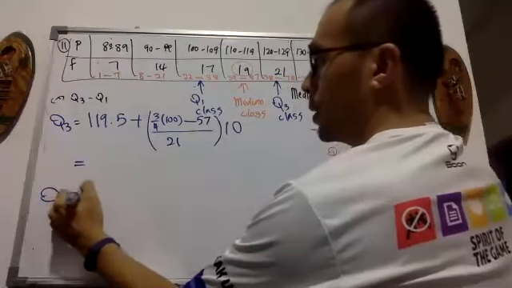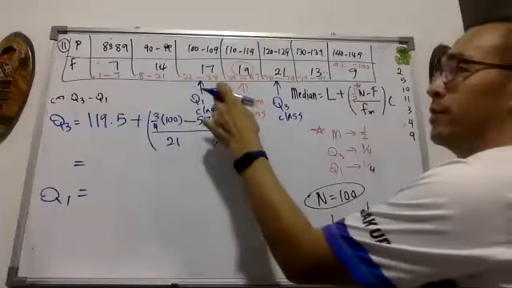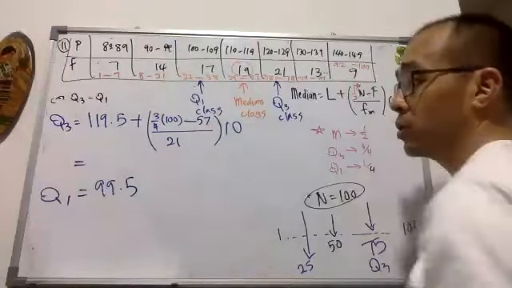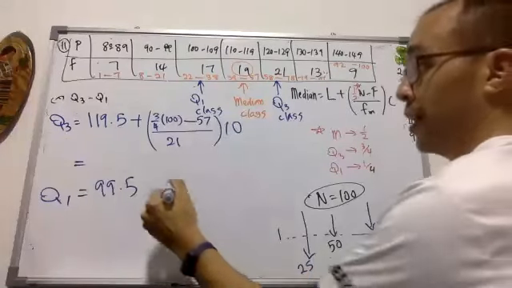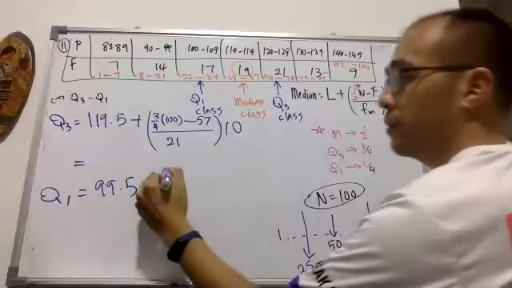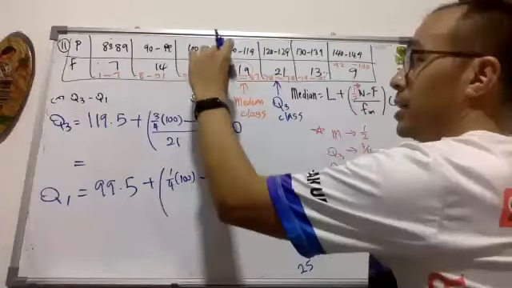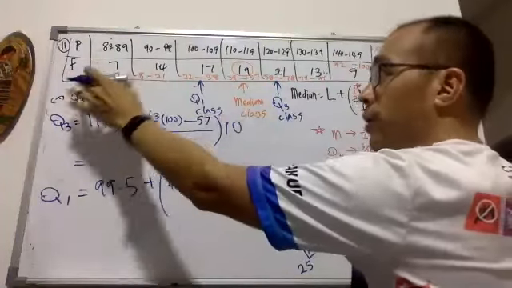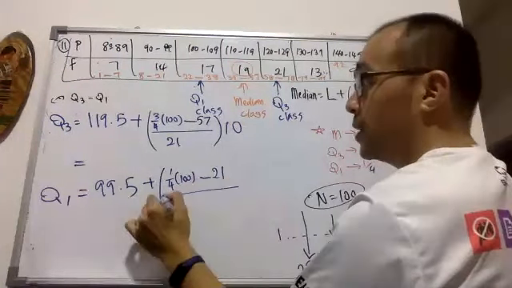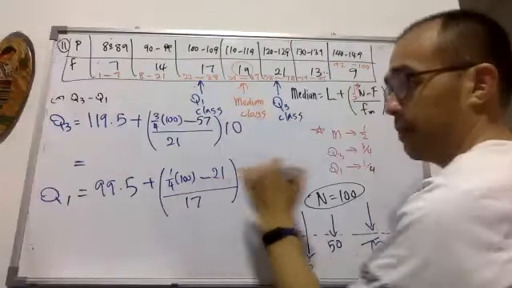Same thing for Q1. Q1 is this group. The lower boundary of this class is 99.5, because 100 minus 0.5 is 99.5. Plus, instead of half, Q1 is 1 over 4. So 1 over 4 times 100 minus the cumulative frequency before the first quartile, which is 7 plus 14, 21, over the frequency of the class, 17, times 10.